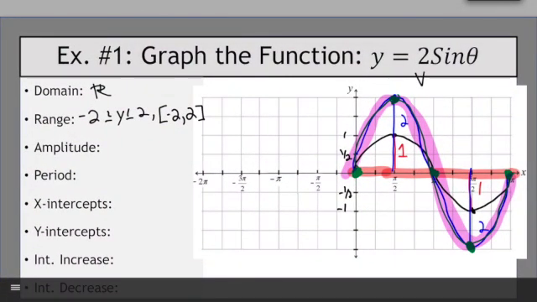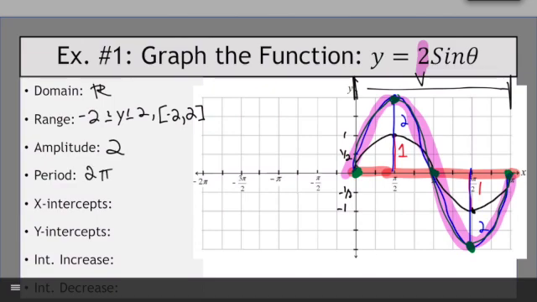The amplitude, you can do this in two ways. You can look at the graph and notice the distance from the midline to the highest point, or we could just look at the number in front. So my amplitude is going to just be 2. The period is still the same, right? It started at 0 and it ended at 2 pi. So it's still the same, 2 pi.